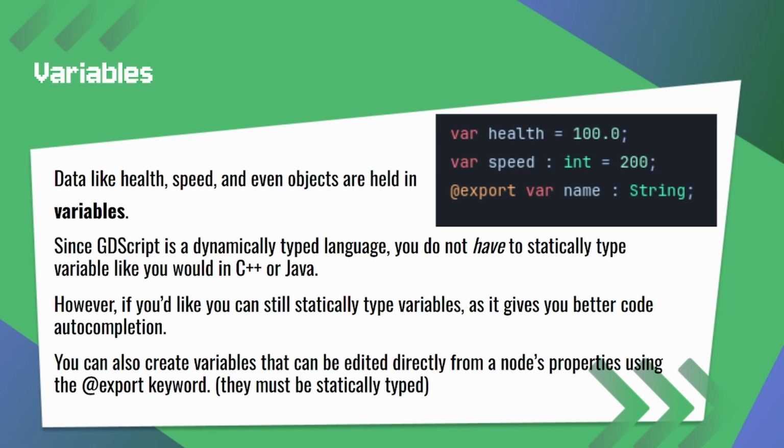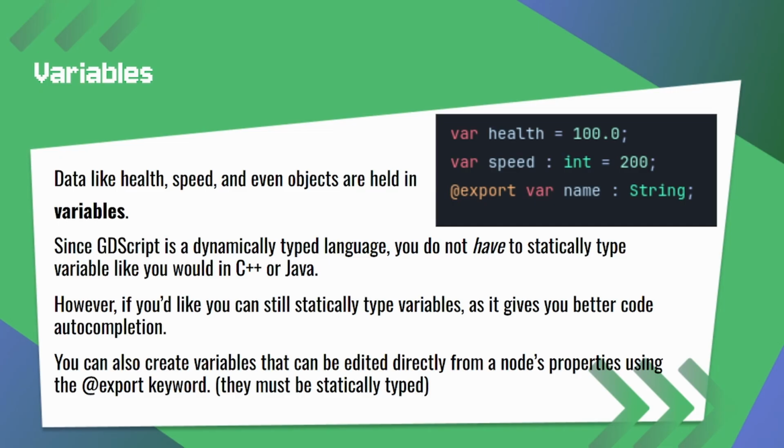All right, so variables. Data like health, speed, and objects can be held in variables. As stated, since GDScript is dynamically typed, you don't necessarily have to statically type a variable like you would in C++ or Java. But you can. You can do it by doing var, the variable name, and then with a colon, put its type, and then it equals its value. This is helpful because it gives you better code auto-completion.